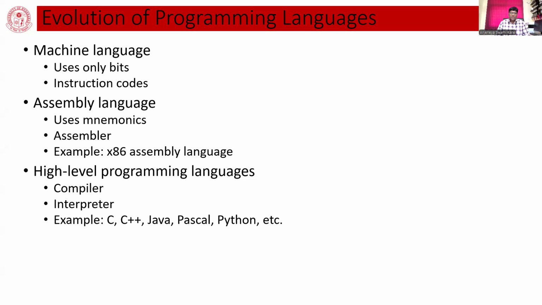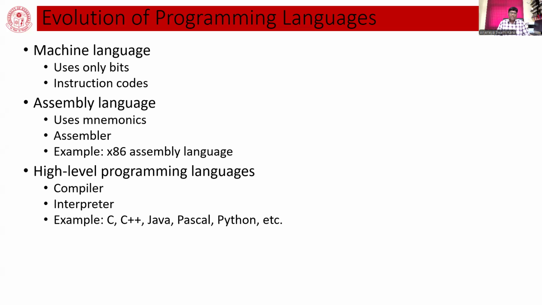So, as I told you, computer understands only machine language. Even though you're writing an assembly language program, it should eventually be converted to machine language so that the computer can execute it. That is why there is something called an assembler. An assembler is a computer program which takes an assembly language program as input and creates a machine language program which is equivalent to the assembly language program. For example, x86 assembly language is an example of an assembly language.